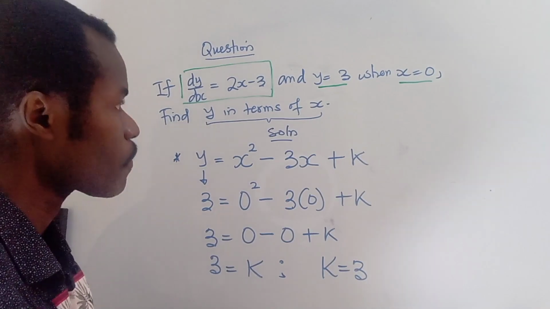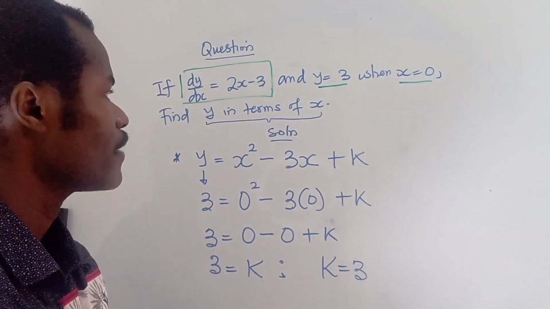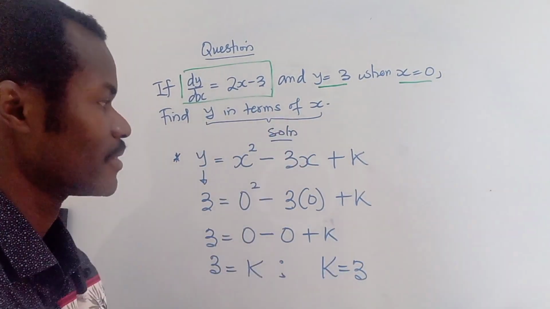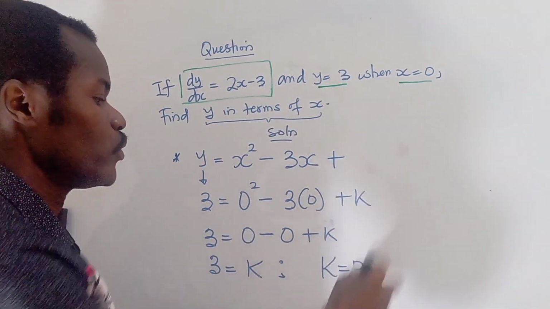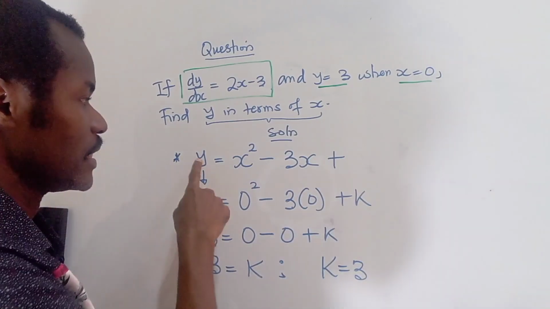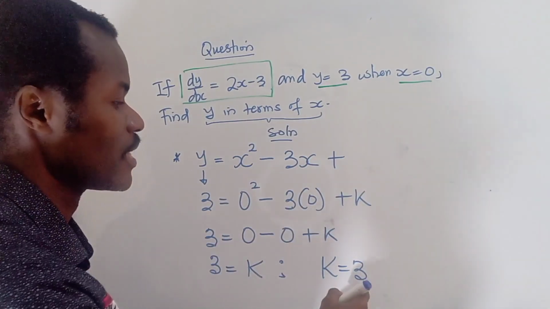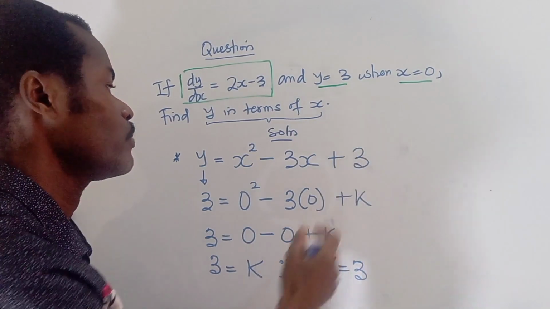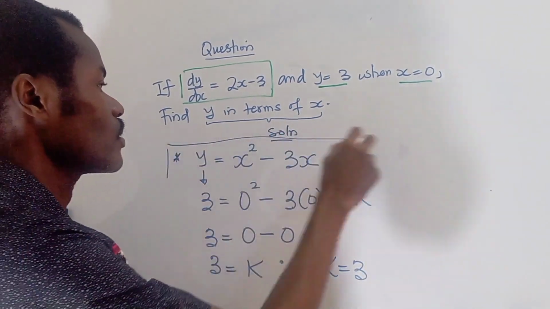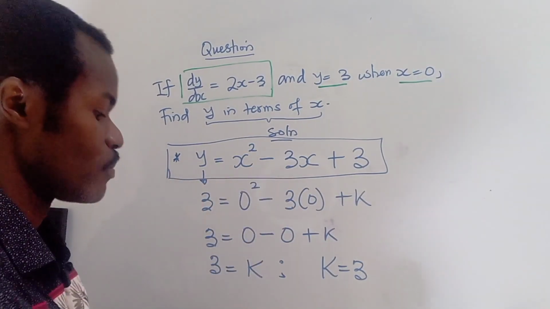So now, finding y in terms of x, we are going to substitute k back into this expression. Our k is 3, so we are going to substitute it back here. This gives us the solution to this problem.